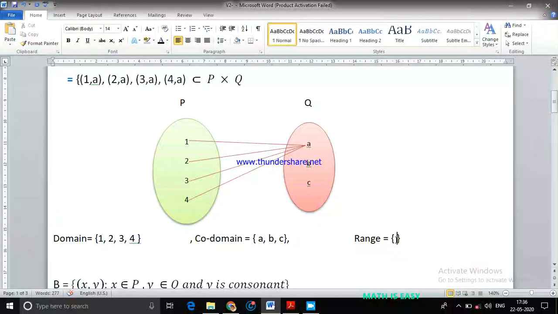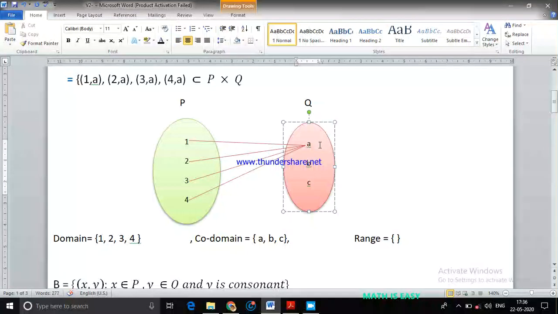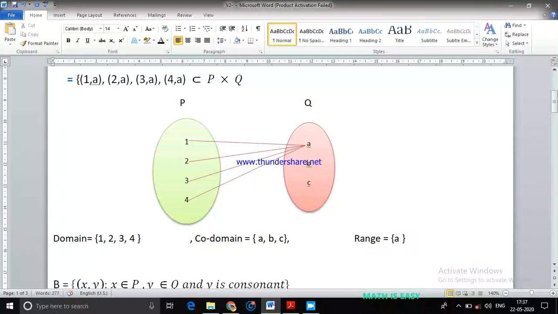Now range is also a subset of Q, but range consists of only those elements which are mapped. For example, here A is mapped, B and C are not mapped, right? So range consists of only one element, which is A. I hope the difference between domain, codomain, and range is clear. There will be 4 more questions based on this. By the end of this chapter, we will discuss what those questions are, and how to find domain, codomain, range.